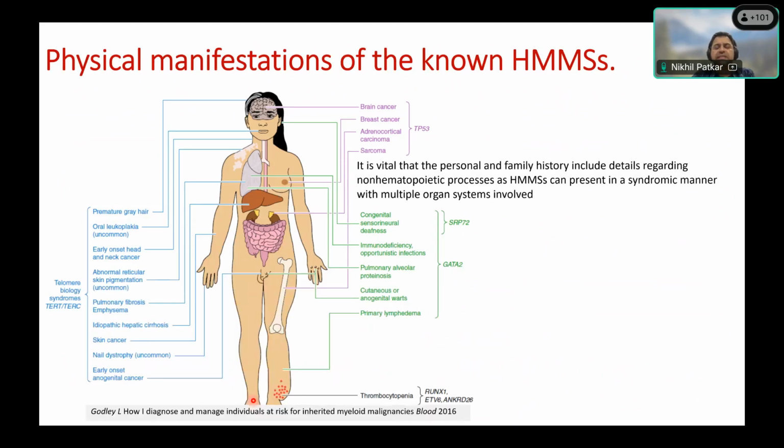This is a newly recognized entity by the WHO known as hereditary myeloid malignancy syndromes, wherein patients have mutations in certain genes such as TP53 or GATA2 or RUNX1, ETV6, with a variety of different presentations with different cancers or with recurrent infections or with cutaneous warts or with other syndromes that can be seen here. And these are known as HMMS or hereditary myeloid malignancy syndrome.